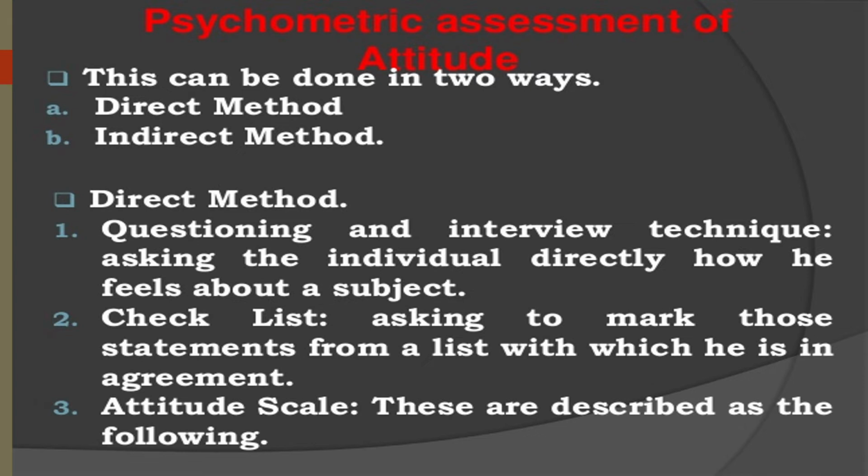Directly, we communicate face to face with the client, question them and interview them, asking the individual directly how he feels about the subject or object. The second point is a checklist. We prepare one checklist and ask them to mark those statements from the list with which they agree. Then attitude scales. These are the following attitude scales.